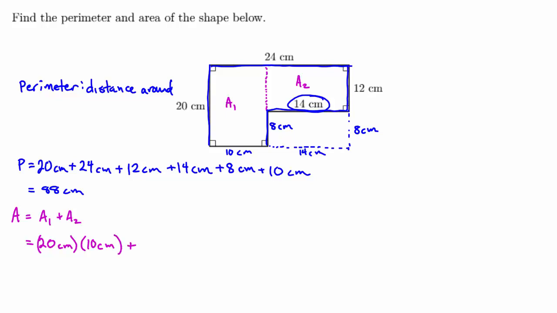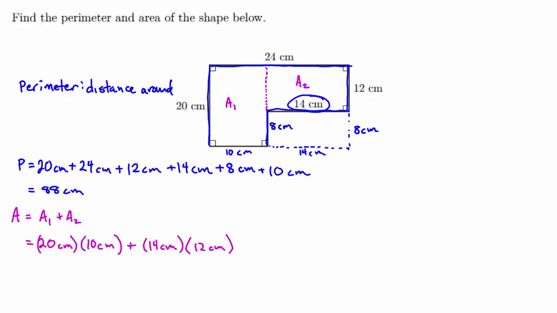Now I've broken this into two pieces, so to get the area of A2, which is my second rectangle, I can see that its base length is 14 centimeters. So I'll take 14 centimeters, and I'm multiplying that by the width, which is 12 centimeters. So here I have the sum of these two areas. The first area is 20 centimeters times 10 centimeters, and the second is 14 centimeters times 12 centimeters.